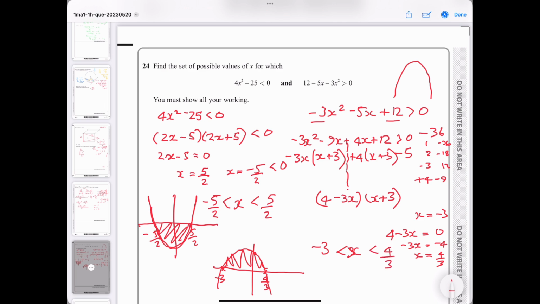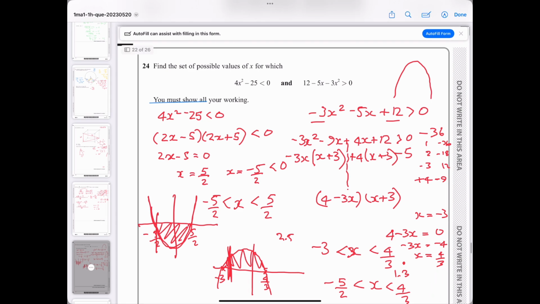Right, which one's bigger? So in this case, our bottom one is 5 over 2, because that's closer to 0, so that's going to be there. Okay, then x goes there, and that's 2.5, and that's 1.3 recurring. So then we use this one, 4 over 3. And that is everything that we can write about that.